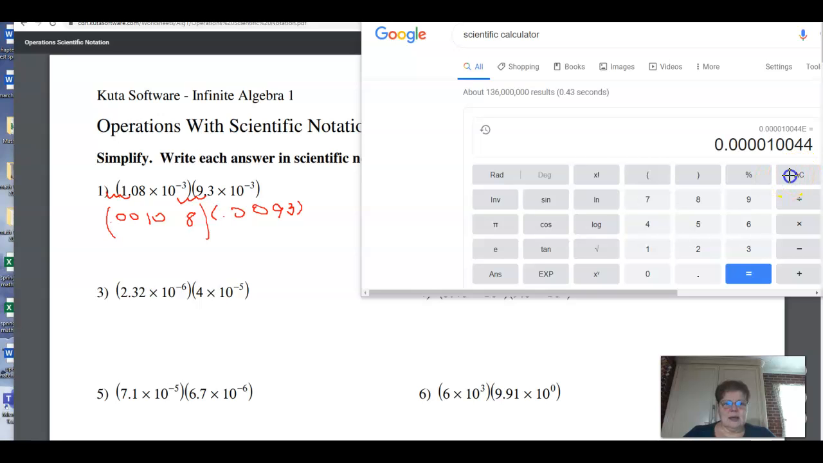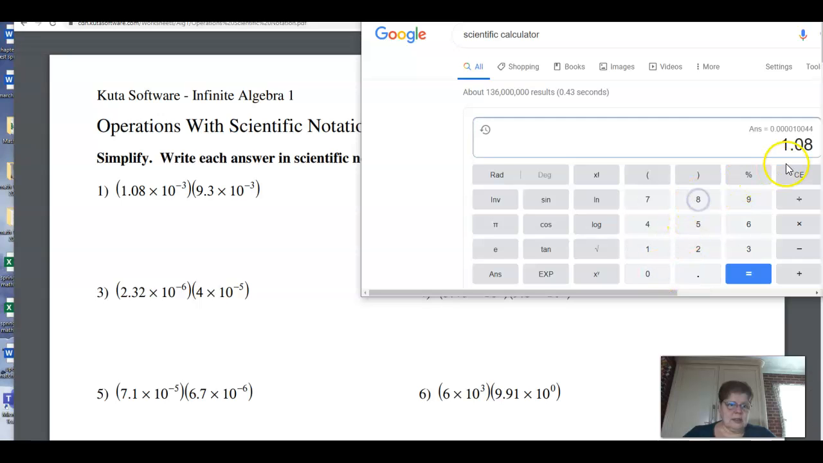So if I had something like 1.08 times 10 to the negative third, I would go ahead and put in 1.08. Let me go ahead and clear all that I can clear there. Sorry, 1.08. And this is the key on this calculator. That's the important one, the EXP key. Now, in some of your graphing calculators, it's EE, and it all depends on your calculator as to which one you need to use.